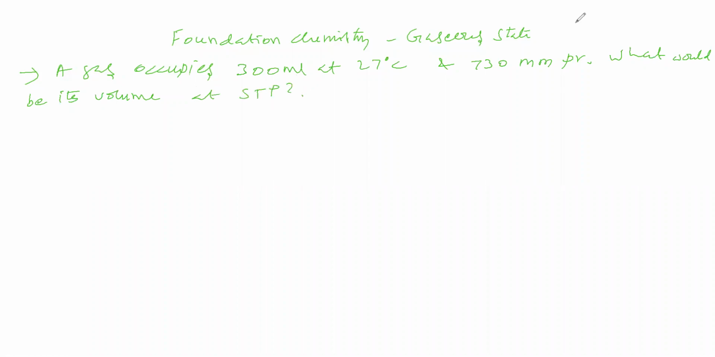Now we'll see. For this, what is the pressure given? 730 mm. What is the volume given? 300 ml. So PV is equal to nRT: pressure, volume, number of moles of gas into gas constant into temperature. The temperature is 27 degrees Celsius, convert it into Kelvin. Next we will go for STP.